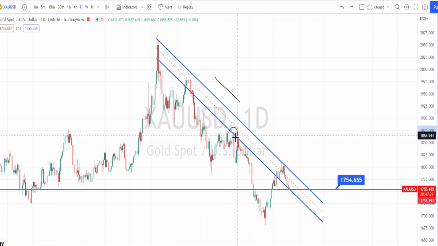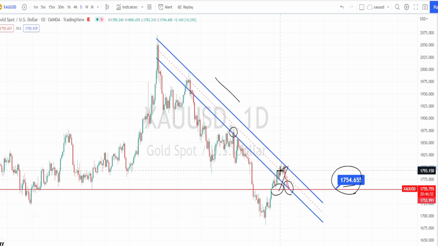Previously, this lower line of the bearish channel pattern had acted as a resistance line, and currently it is acting as a support line. And I have also marked the horizontal support level, which is around 1754. This is a very important support level because we have noticed the price action to retrace and test this level, then to continue on the bullish side trend in the past.